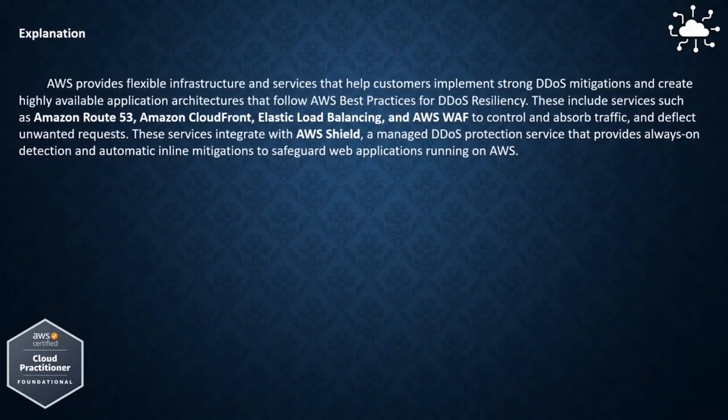Explanation: AWS provides flexible infrastructure and services that help customers implement strong DDoS mitigations and create highly available application architectures that follow AWS best practices for DDoS resiliency. These include services such as Amazon Route 53, Amazon CloudFront, Elastic Load Balancing, and AWS WAF to control and absorb traffic and deflect unwanted requests. These services integrate with AWS Shield, a managed DDoS protection service that provides always-on detection and automatic inline mitigations to safeguard web applications running on AWS.